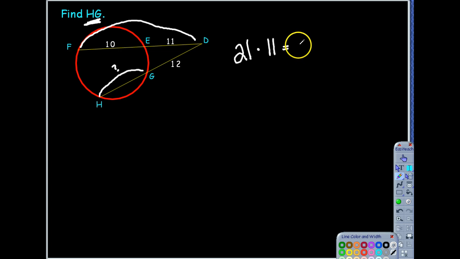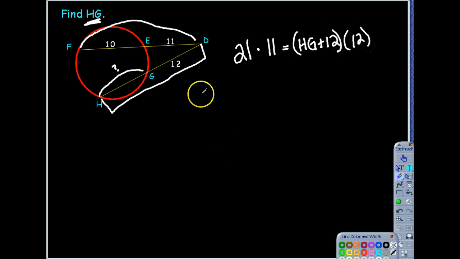Now that is the HD. So if you could go over there to the picture real quick. The whole HD is the whole secant segment. Now here's where it's not as easy as the last one. I can't just add 10 and 11. But I know that what makes up HD is HG and 12. So if I put HG plus 12, I'm going to take that whole thing times its external, which is 12.